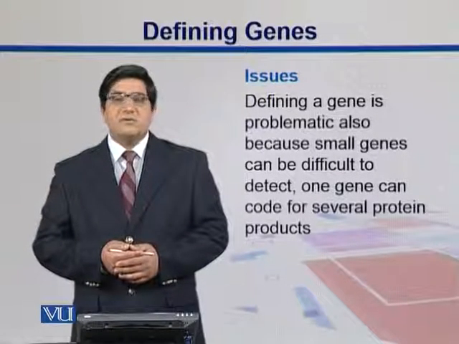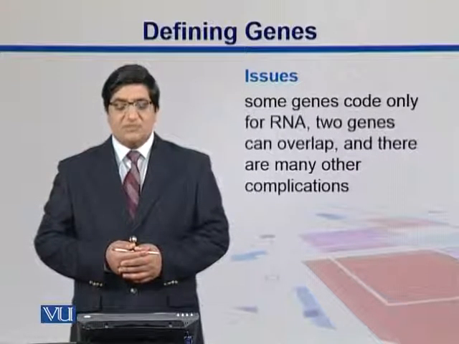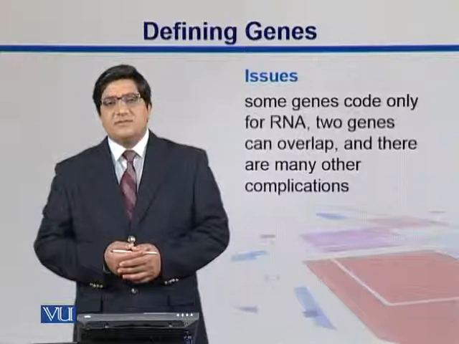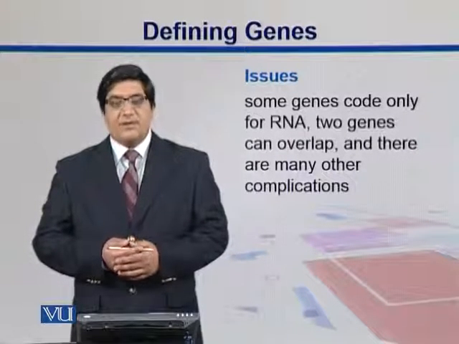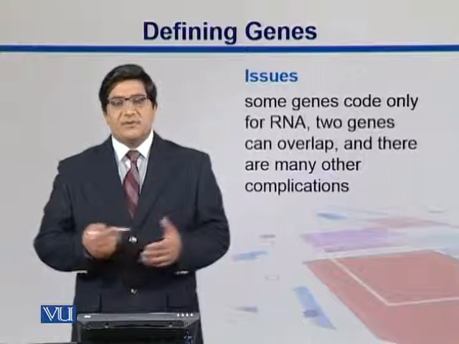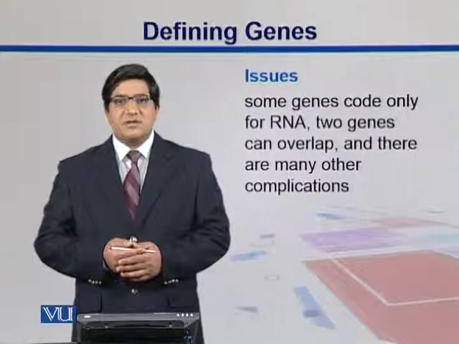One gene can code for many proteins, and then there are some issues like some genes can code only for RNA, and sometimes two genes can overlap, and they can produce a chimeric product. So these kinds of issues make this situation really complicated.